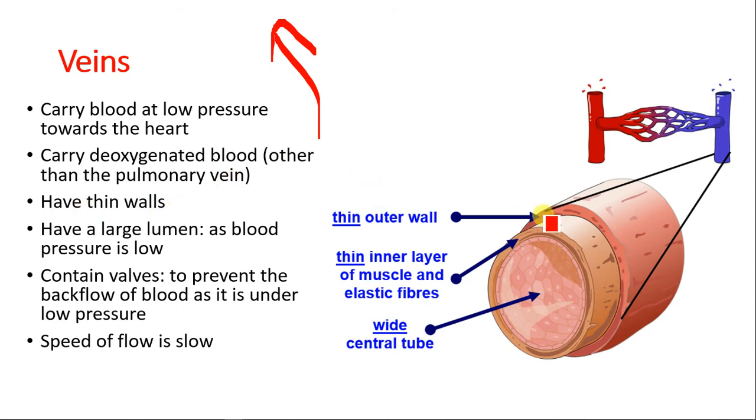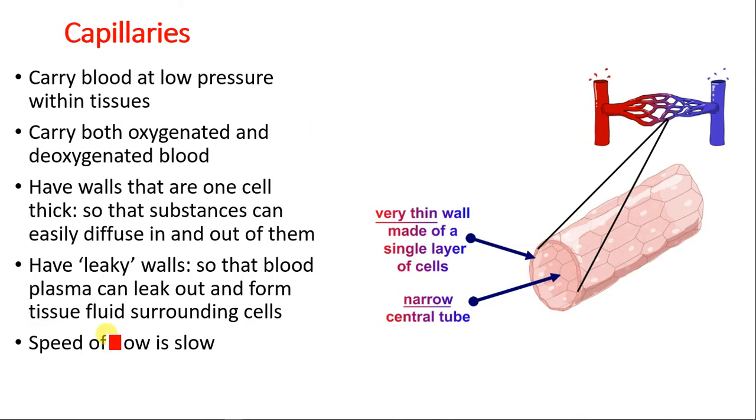Now, it has thin outer and thin inner walls, with also elastic fibers. So they have thin walls and a large lumen. You can see it has a large lumen. Why? Because blood moves at a very low pressure. Now it contains valves, and the valves help to prevent the backflow of blood as it is under a low pressure. And in the veins, blood flow is very slow.